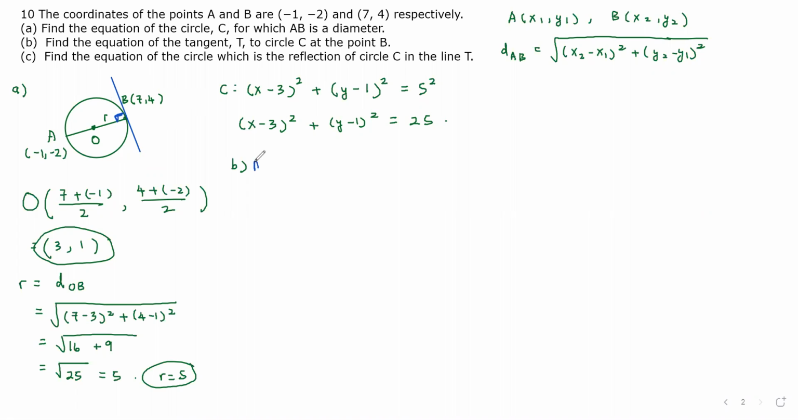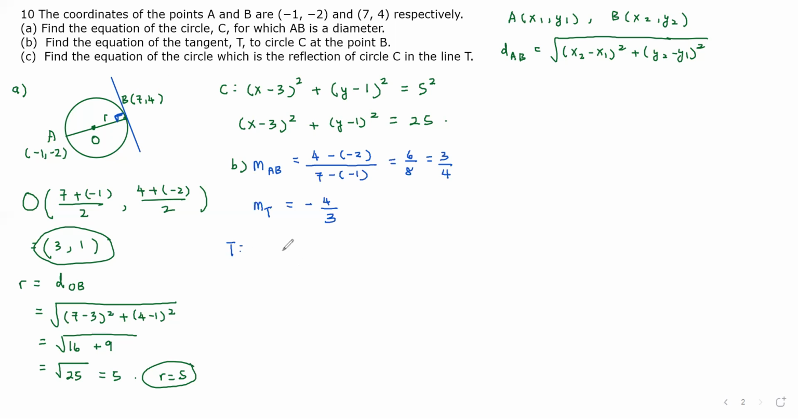So first of all, we find the slope of AB using the slope formula. So you have y2 minus y1, 4 minus negative 2, over 7 minus negative 1. That will give you 6 over 8, which is 3 over 4. That is the slope of AB. The slope of the tangent is the negative reciprocal of the slope of AB. So that is negative 4 over 3. And the tangent line passes through point B with coordinates 7, 4.